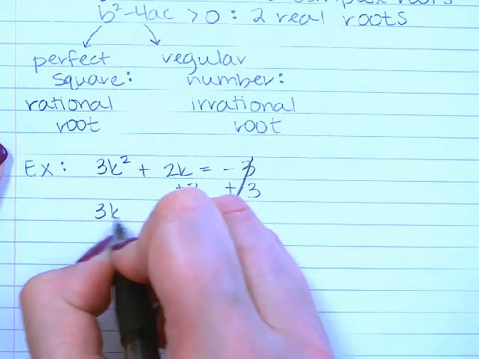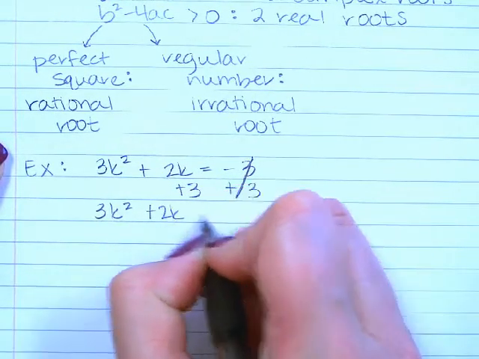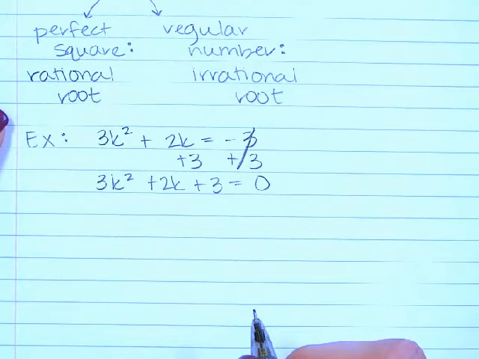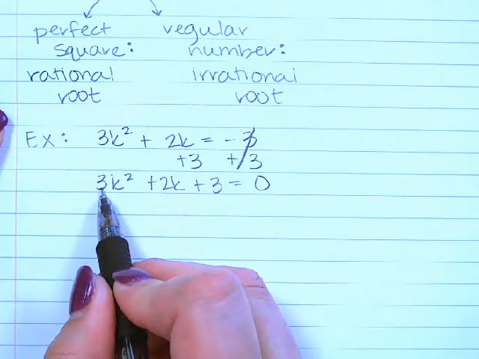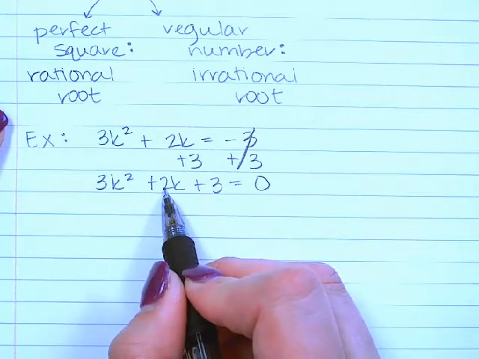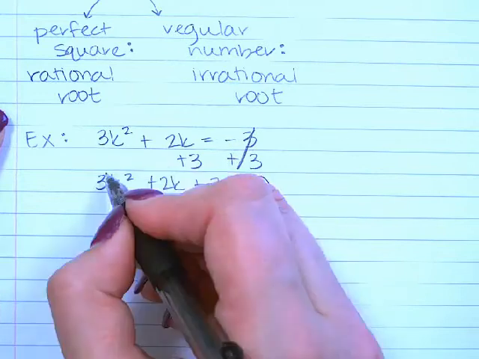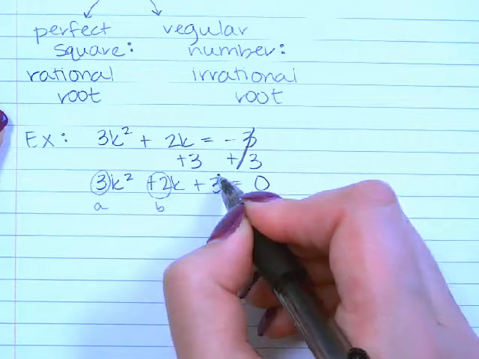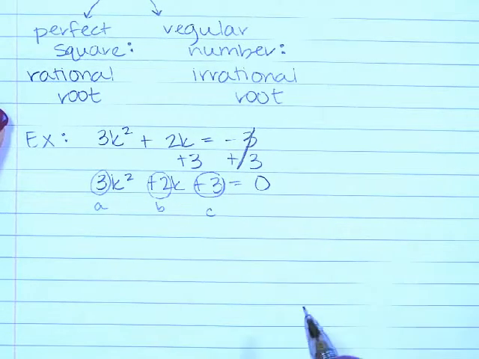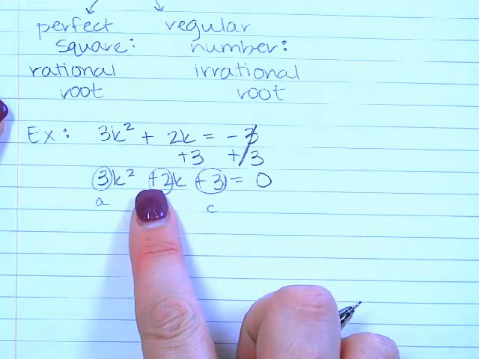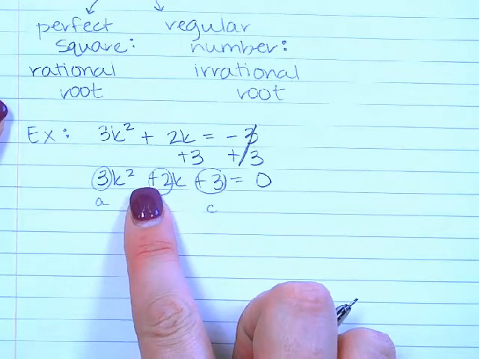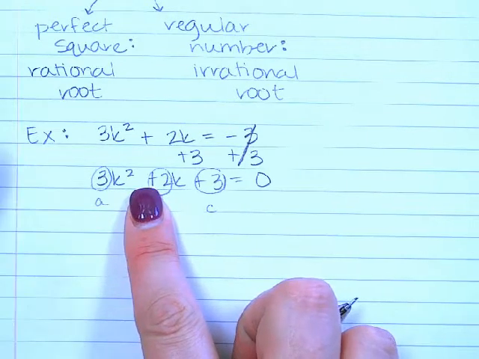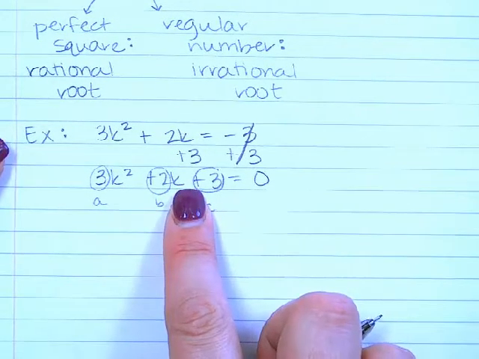So 3k squared plus 2k plus 3 equals 0. This means that my A term is 3, my B term is 2, and my C term is also 3. So A, B, C. The reason that I'm circling the sign in front is because I want to make sure that it's positive, or if it's negative, I want to keep that in mind. So I'm not just looking at the number, I'm making sure that I know what the sign is.